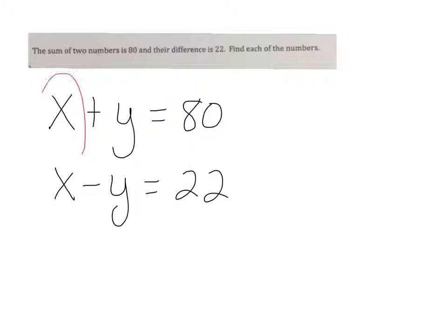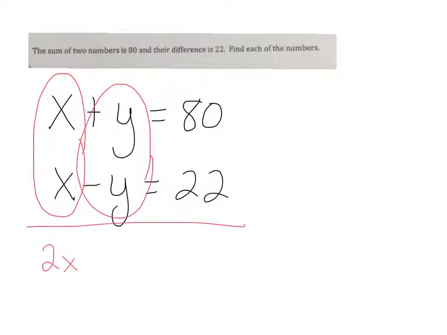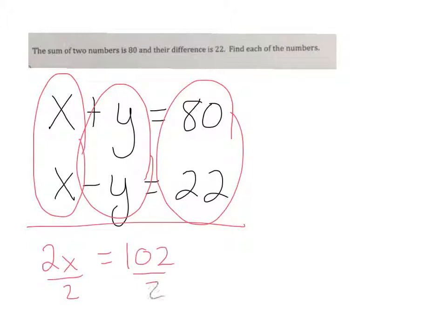I'm going to add up x plus x, and I get what? 2x. And y and negative y is 0. And 80 and 22 is 102. Then I'll divide 2 on both sides. So what does x equal? 51. But we don't know y yet, do we?